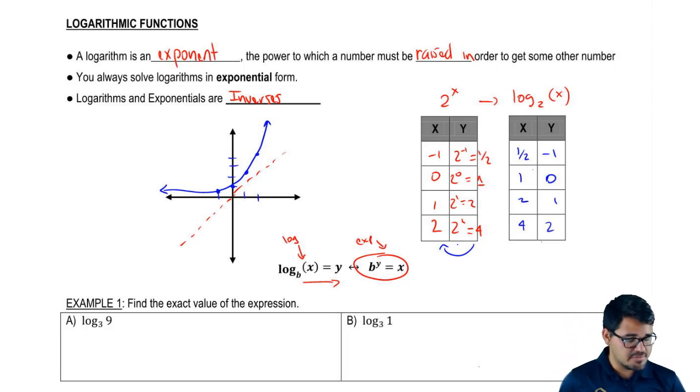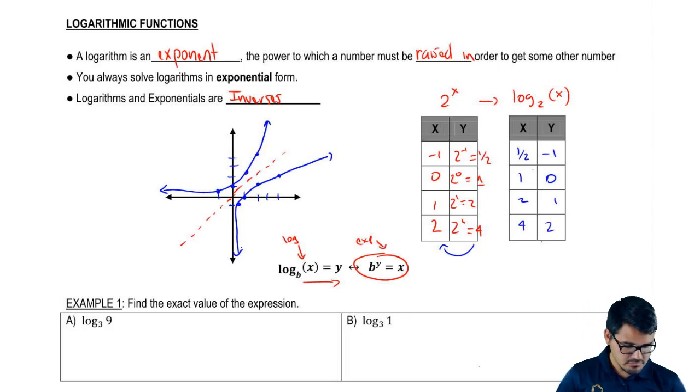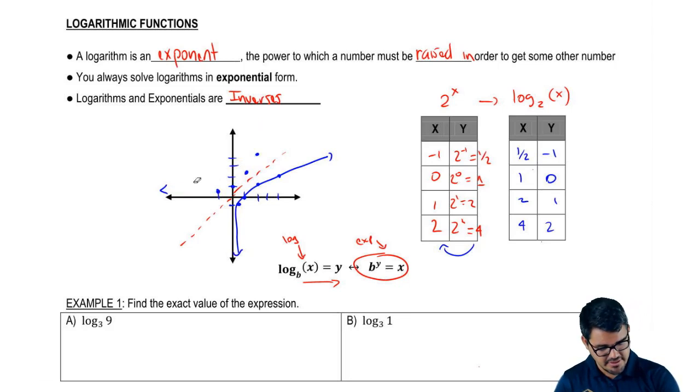So now let's plot these points, right? I'm going to have 1/2 for x, which is here, equal to -1. Then I'm going to have 1, 0, 2, 1, and 4, 2. So if I draw my points, you guys will see, I should have actually drawn the exponential in red. So let me go ahead and do that.